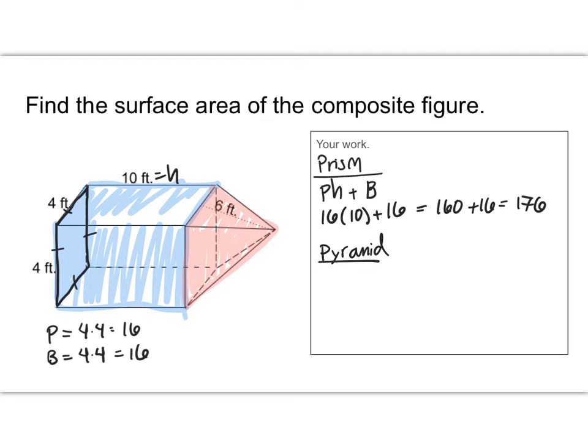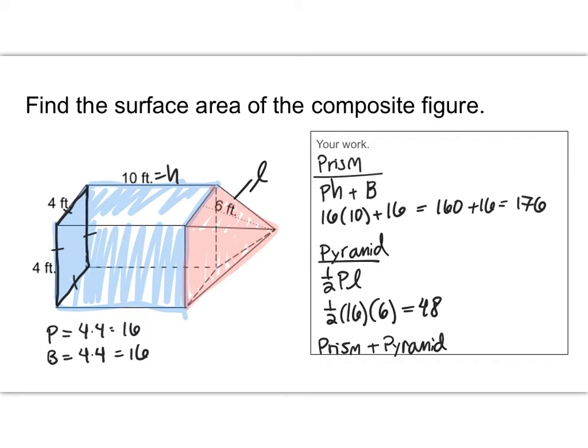So for my pyramid, I just want the lateral surface area, which is 1/2 times the perimeter times the slant height. We're told that our slant height is 6, and we already found the perimeter. Remember, it's 16. So I'm going to have 1/2 times 16 times 6. And that is 48. So now let's add these two together. I have 176 plus 48. And that gives me 224 square feet for the surface area of this shape.